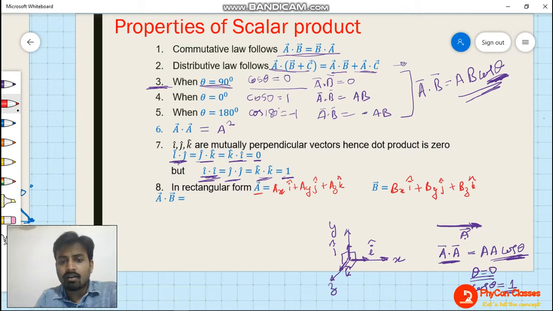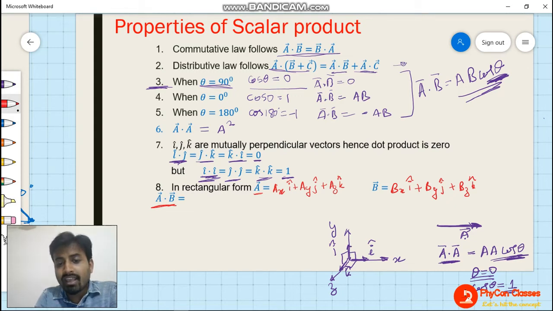Clear? Now how to find the dot product, I think we have talked about this thing. So for the dot product of A and B, when they are written in rectangular form, what we have to do is multiply the magnitude of i with the magnitude of the other i. That means multiply ax with bx, and then i dot i is going to be, tell me, i dot i is going to be 1.